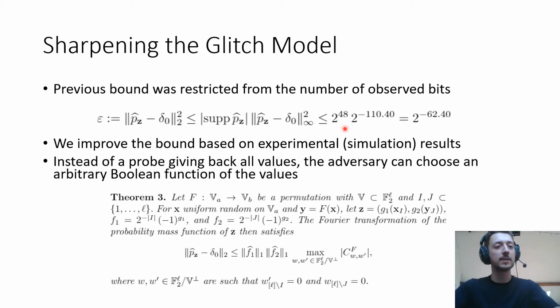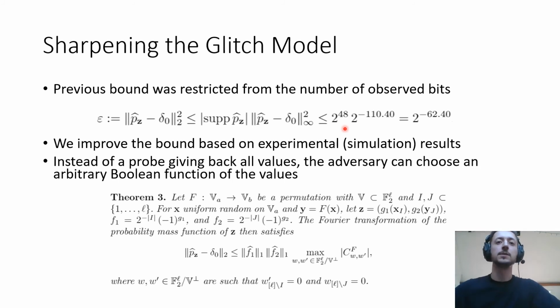We didn't believe that in practice you would be able to see in a single trace information from 24 different bits just using a single point in that trace. And so this is where we wanted to sharpen our glitch model using some experimental results. And by experimental results, we mean simulation-based results. We made a small change to the glitch model. That is, instead of a probe giving back all values, which was a glitch-extended probe in the past, now the adversary can choose an arbitrary Boolean function of those values, which is a minor change.